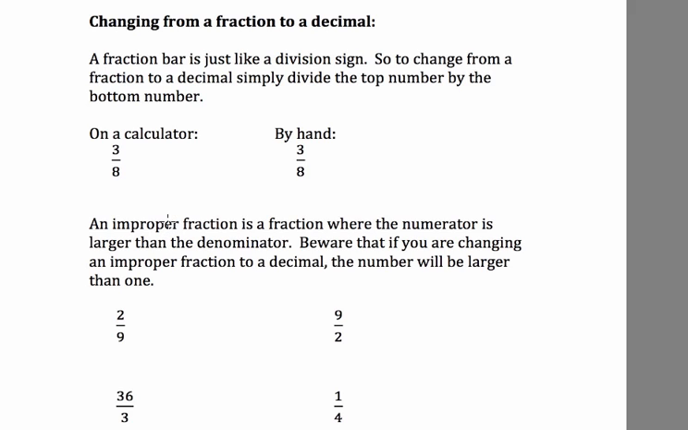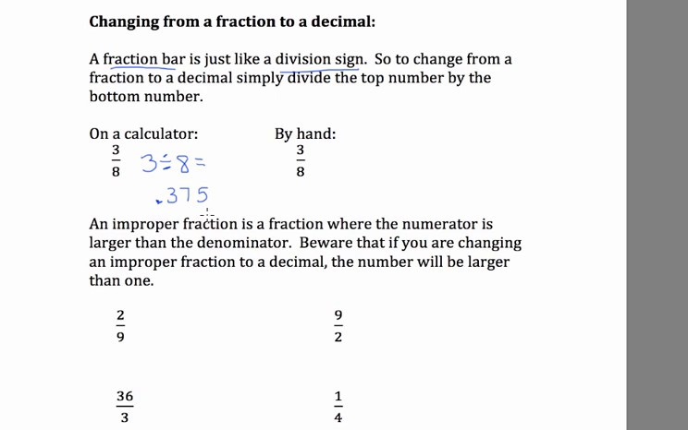I talked about it a little on the previous page, but a fraction bar can act just like a division sign. So to change from a fraction to a decimal, simply divide the top number by the bottom number. Most of the time you will have a calculator to do this. So on a calculator, to find the decimal equivalent of 3/8, you just do top divided by bottom. 3 divided by 8 on a calculator. It makes a difference. You can't do 8 divided by 3. Order matters in division.